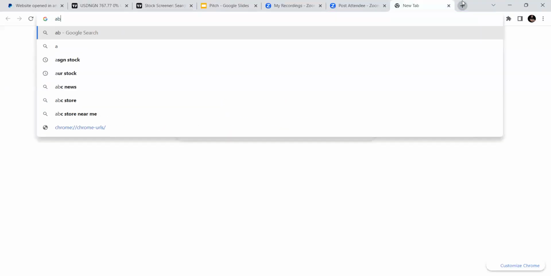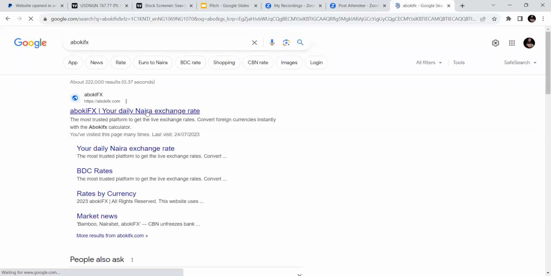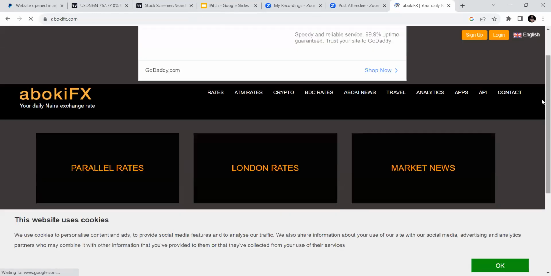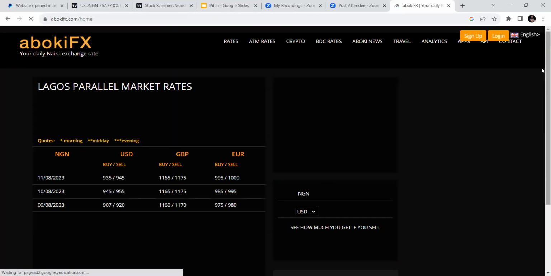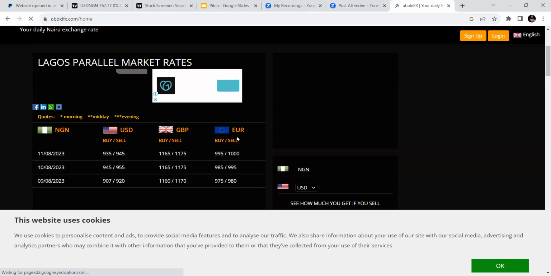Let me show you one of the most visited websites when it comes to FX trade, Abokifx. Look at the rate on Abokifx. I think it should be as at yesterday. Here, look, the dollar is 935, the pound is 1,165, the euro is 995.